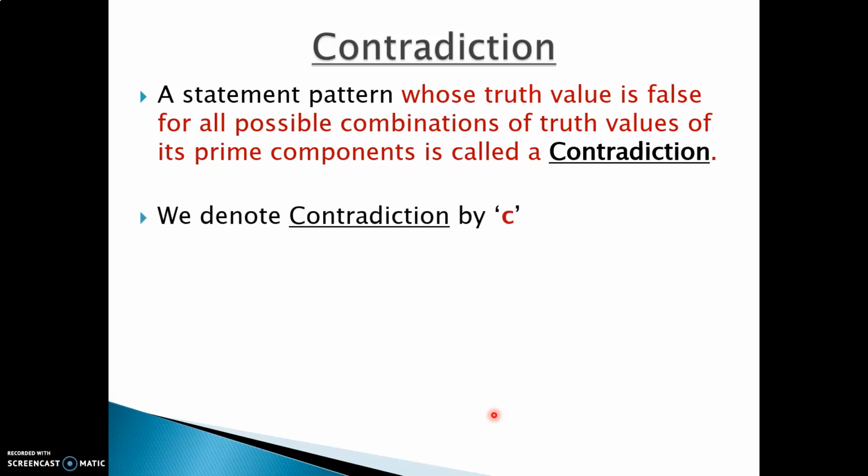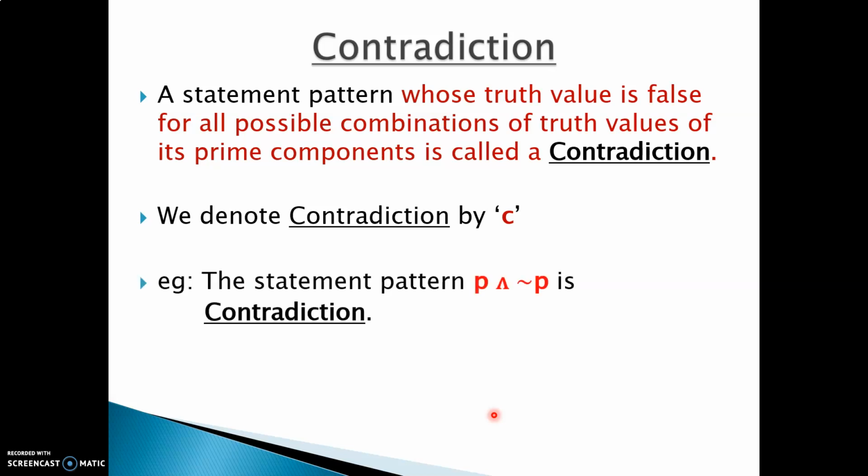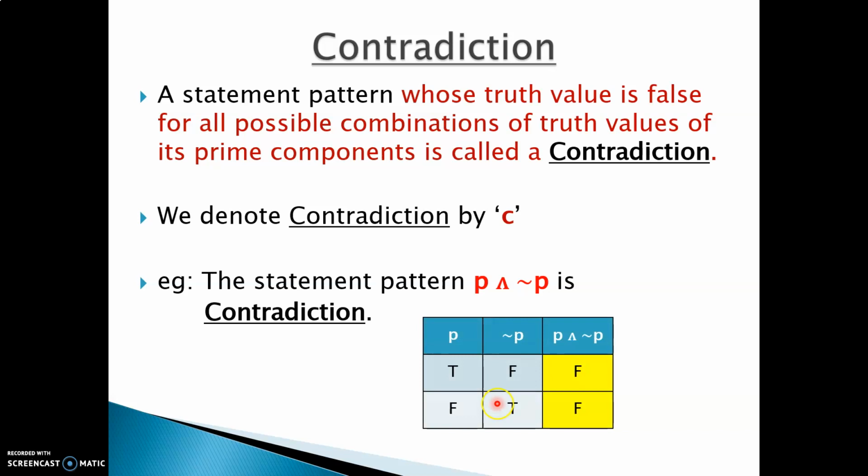That means all the values in the last column are false, then it is a contradiction and it is denoted by small letter c. The statement pattern P and negation P is a contradiction. The truth table is here. P and negation P. So true and false is false, false and true is false. All the values in the last column are false, so it is a contradiction.